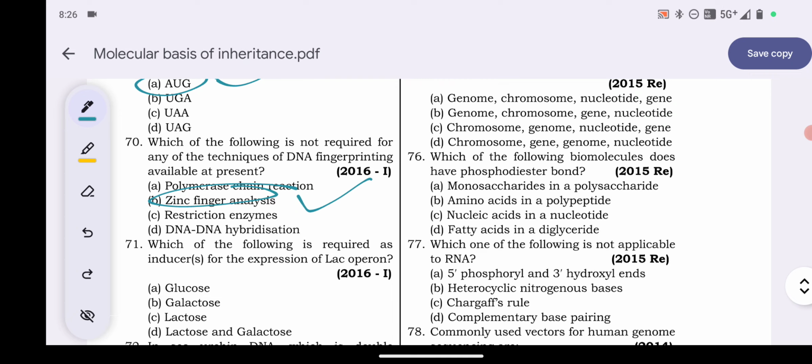Explanation: zinc finger analysis is not required for any of the technique of DNA fingerprinting available at present because it is a test to check the presence of zinc binding in proteins that help to stabilize the fold of proteins. This analysis is not linked with DNA. So B is the answer.